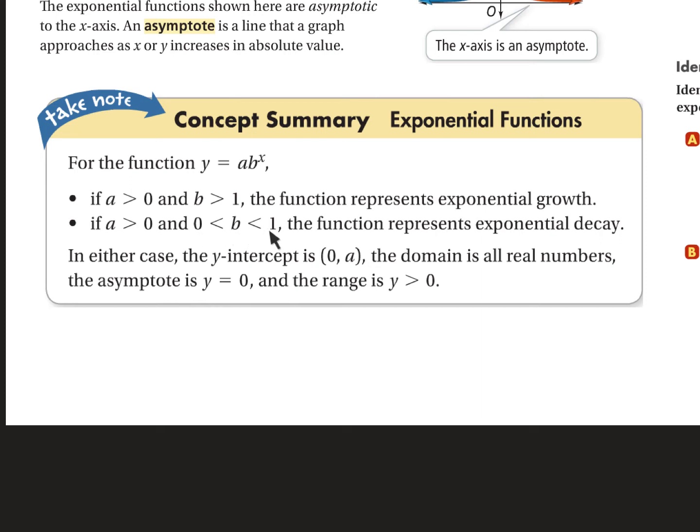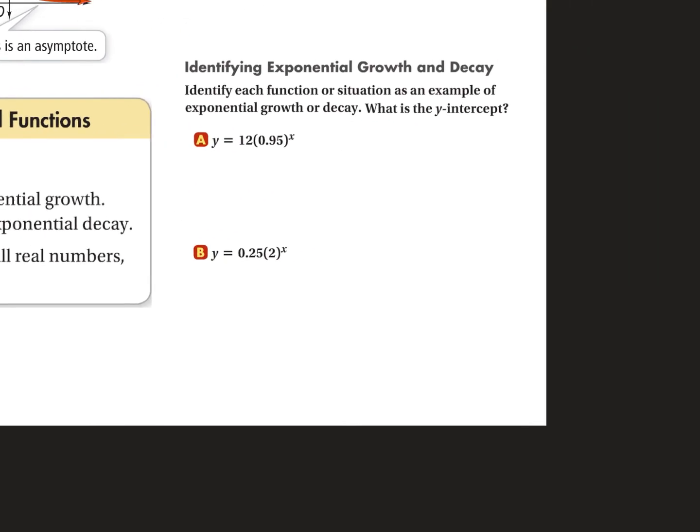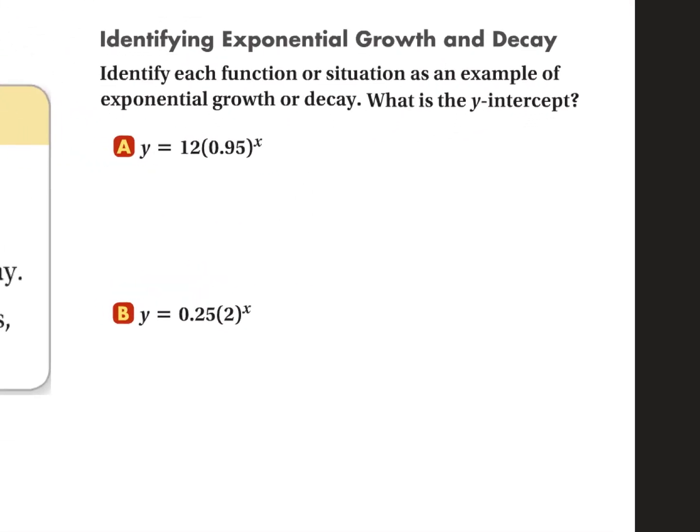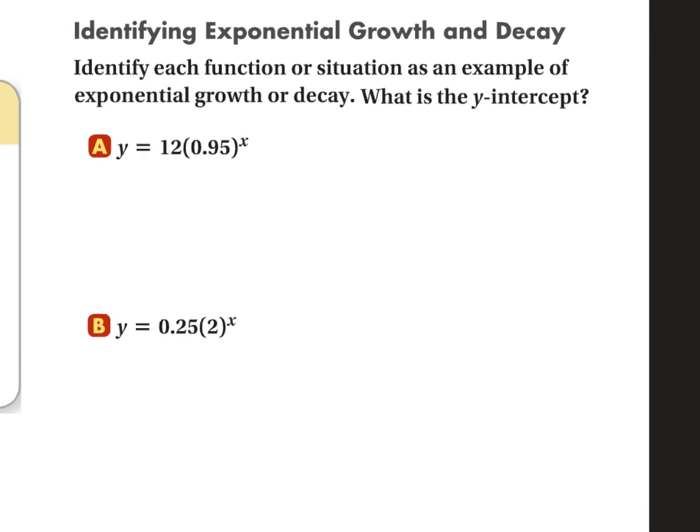If b is between 0 and 1, in other words, it's a decimal or a fraction, then that's going to show us that it is decay. So again, one more time, if b is bigger than 1, it's growth. If b is between 0 and 1, it's decay. So let's take a look here and identify each of these from this example. Tell me is it growth or decay, and then we're going to find the y-intercept.